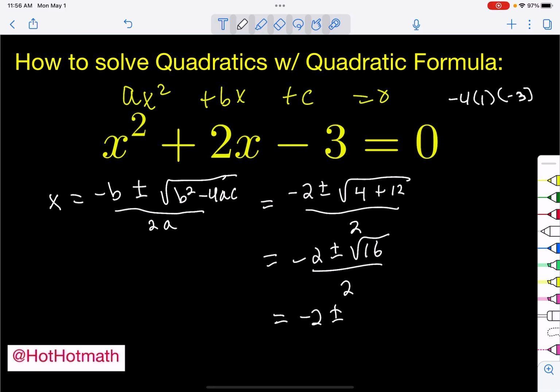Well, the square root of 16 we know is 4. Now there's really 2 math equations here. There's negative 2 plus 4 over 2. So if we do negative 2 plus 4, that's 2 over 2. Or negative 2 minus 4 over 2. Well, negative 2 minus 4 is negative 6 divided by 2. So we get 2 answers, 1 or negative 3.